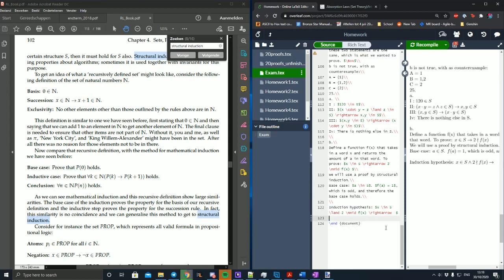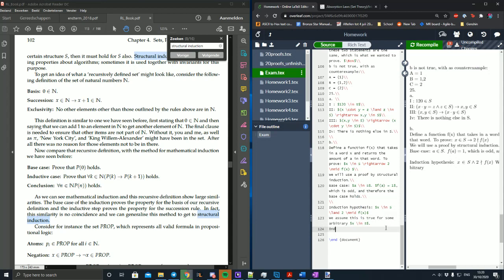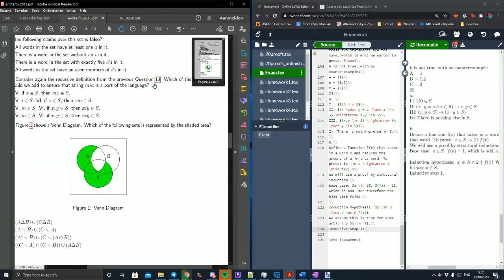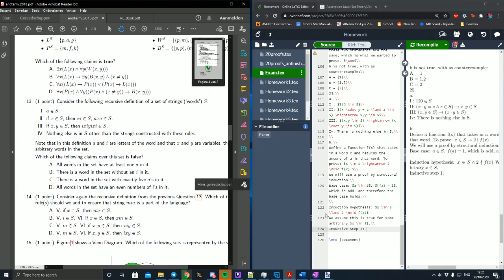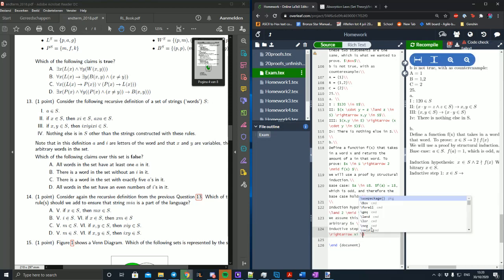So I'm only going to define an induction hypothesis, namely that if x is in S, then we assume this is true for some arbitrary x in S. Inductive step 1. Okay, so now we go back to the inductive step 1. So this one: x in S implies xI in S.